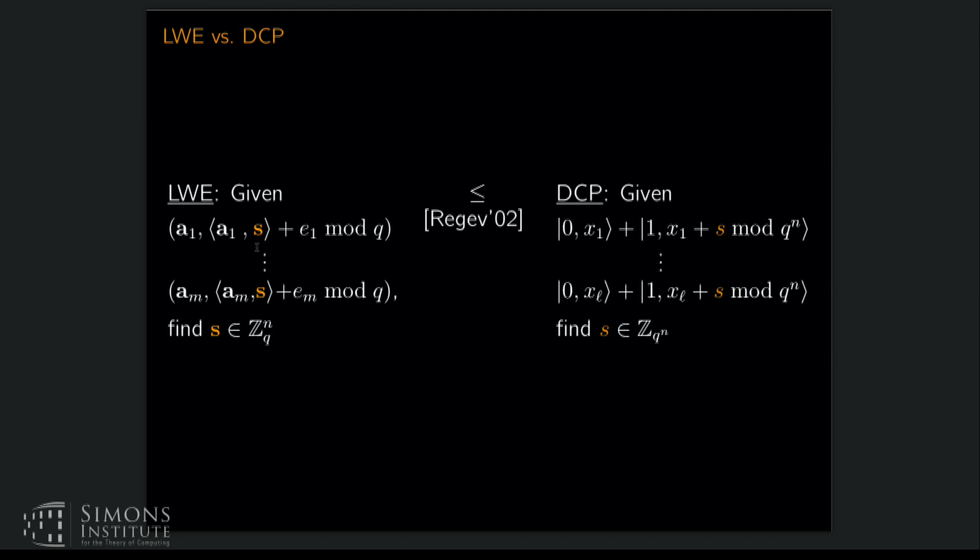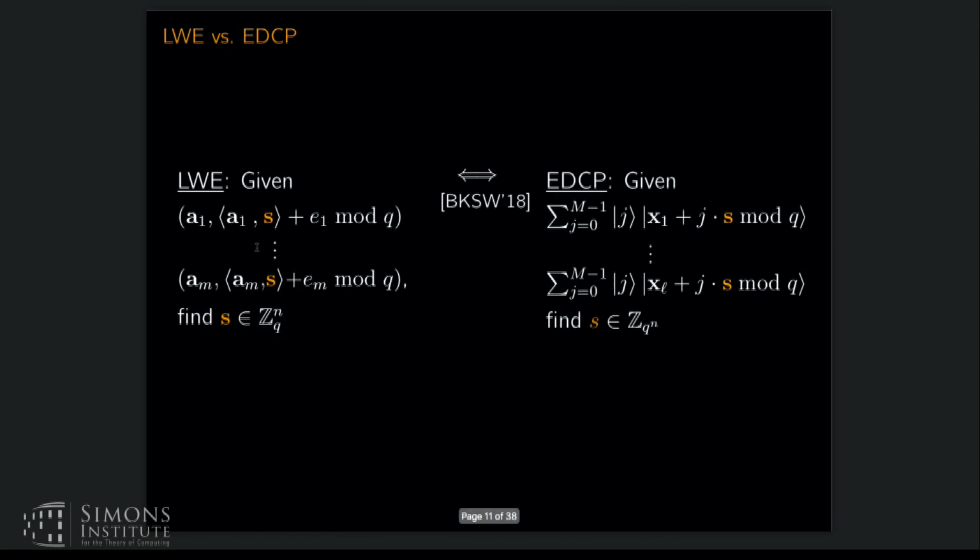What we can show is a relaxed, and by we I mean Zvika, myself, Damian, and Wei Chang, is that an equivalence can be shown not between DCP and LWE, but with an extended DCP where you have more shifts, when the M is not 2 but bigger. Okay.